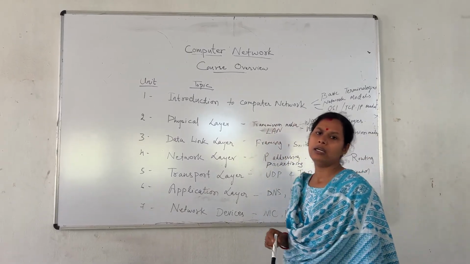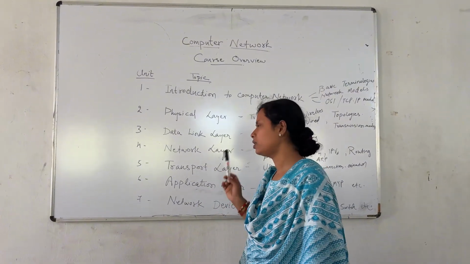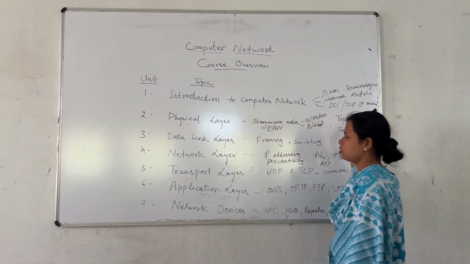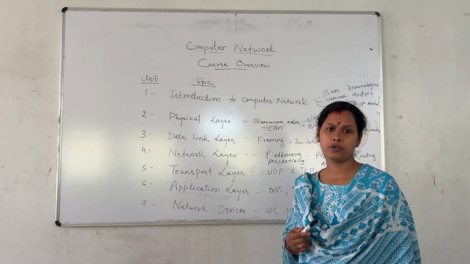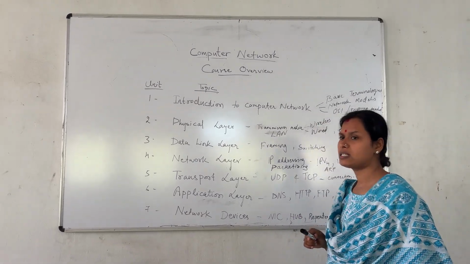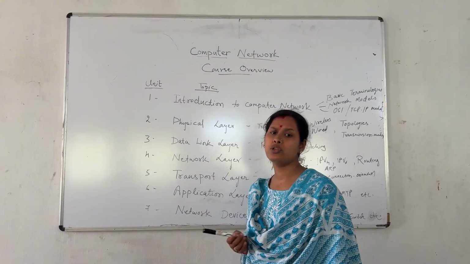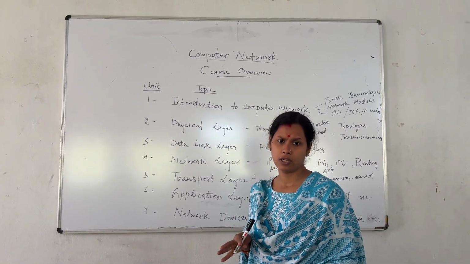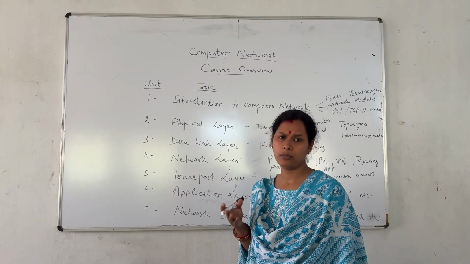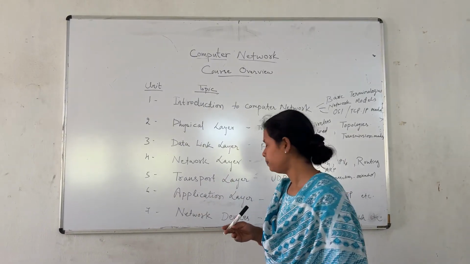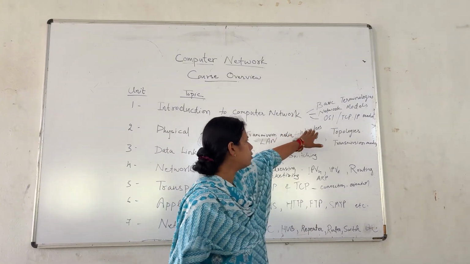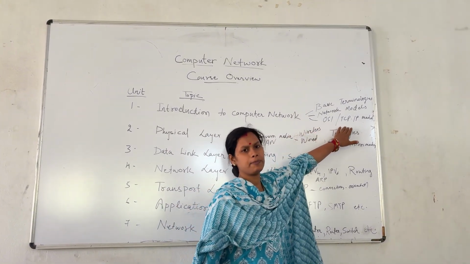Basically, we will learn in this unit what is the computer network, what are the basic terminologies used in computer network, then network models, in the sense what is the architecture used to set up a network. So basically we have two types of network models, client-server model and peer-to-peer architecture. Then we will see OSI and TCP/IP model.